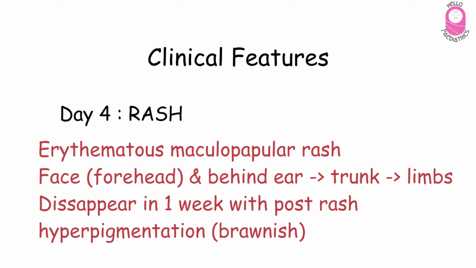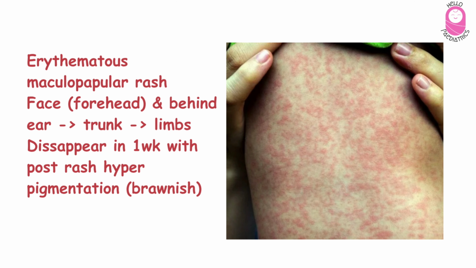On day 4 of infection, you can see the rash, which is an erythematous maculopapular rash, starting on the face and behind the ear, then spreading to the trunk and the limbs. This rash disappears in 1 week and leaves post-rash hyperpigmentation, which is known as brownish pigmentation.